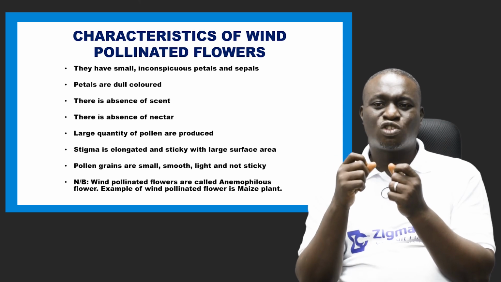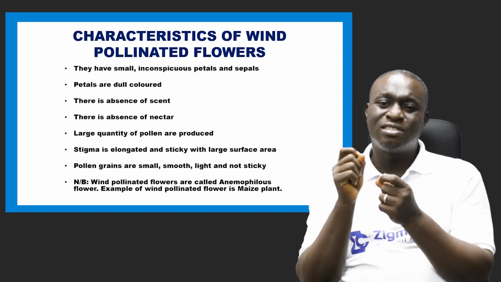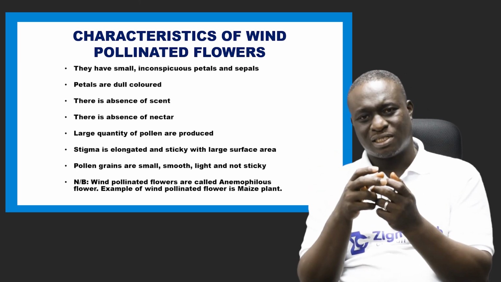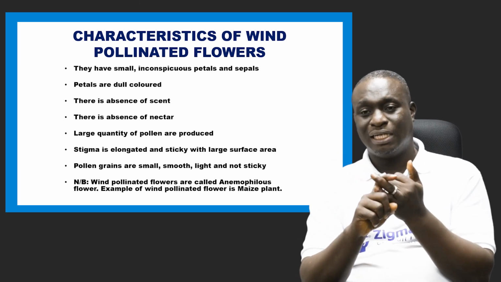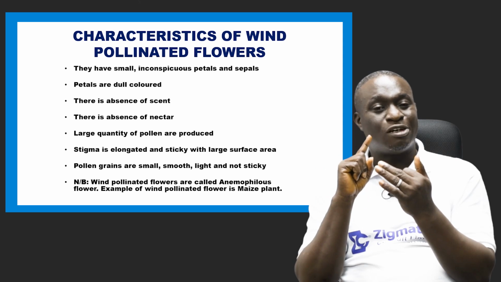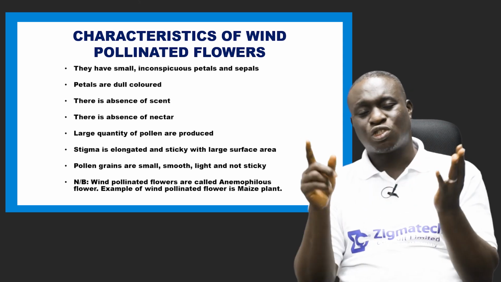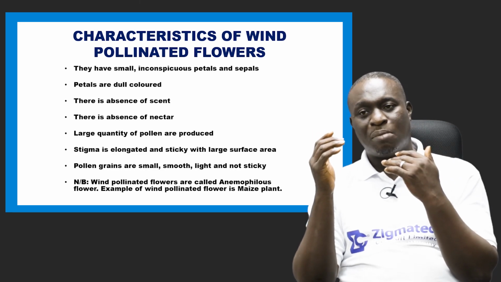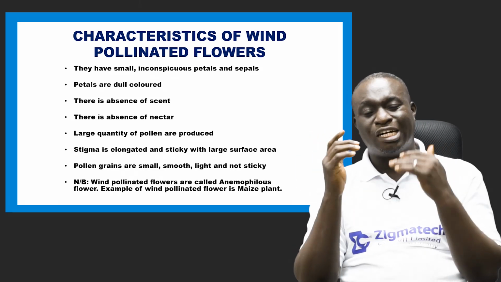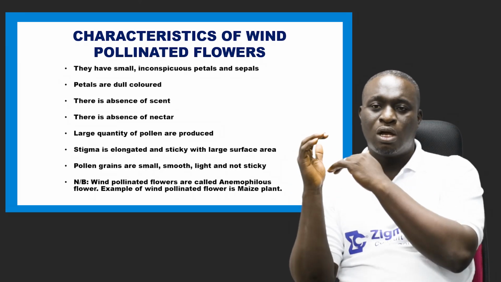Now, these are most of the things that attract insects to most flowers. So when there is an absence of nectar, there is an absence of scent. When the petals are not brightly colored, most insects are not attracted. And that's why wind-pollinated flowers cannot be pollinated by what?